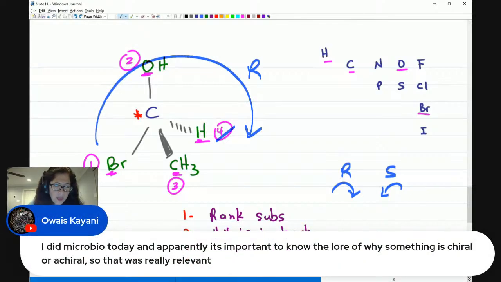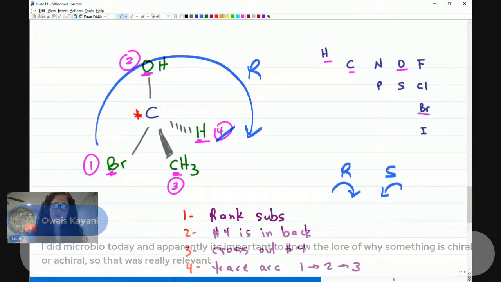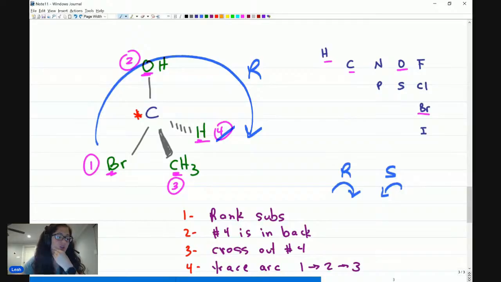Let's see. I did microbiome today, and apparently it's important to know the lore of why something is chiral or achiral. What do you mean the lore? I'm trying to think. In microbiology, where did that come in? I guess if you're talking about enzymes and the stereochemistry of it'll attach to something that has an R versus an S. But if something else, I'd be very curious. It's been ages since I was in microbiology.